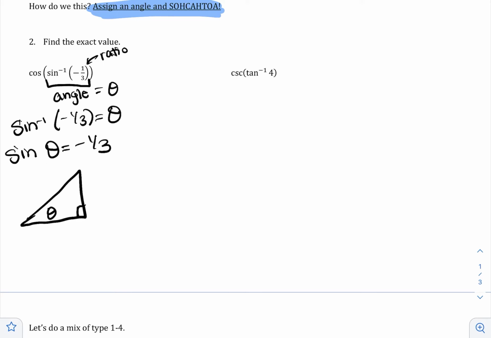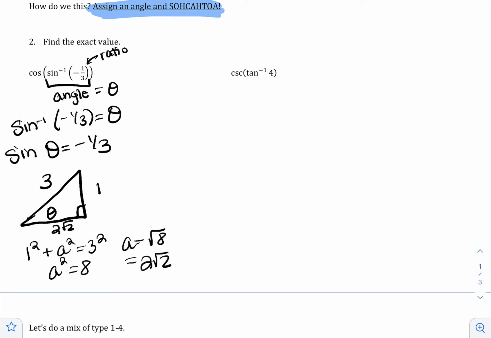So this is theta, and sine is opposite over hypotenuse. By the Pythagorean theorem, I have 1 squared plus a squared is equal to 3 squared. That means a squared is equal to 8, which means that a is equal to the square root of 8, which reduces to 2 radical 2 because it has a perfect square of 4 in it.